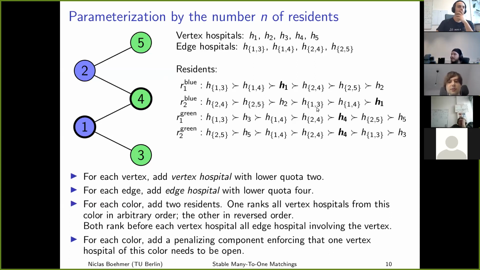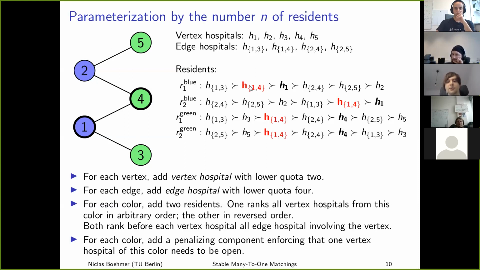And symmetrically, assume that we want to select vertex 1 and vertex 4, and we construct the corresponding matching. This is now not stable because we have this edge between 1 and 4, which implies that both residents of the blue color prefer this edge hospital to the vertex hospital they're currently matched to, and also the residents of the green color. So you can easily check that for the edge hospital 1,4, all 4 of them prefer this to what they currently have, and thereby this is not a stable matching because this is now a blocking coalition. I hope this gave you some intuition why the problem is complicated.